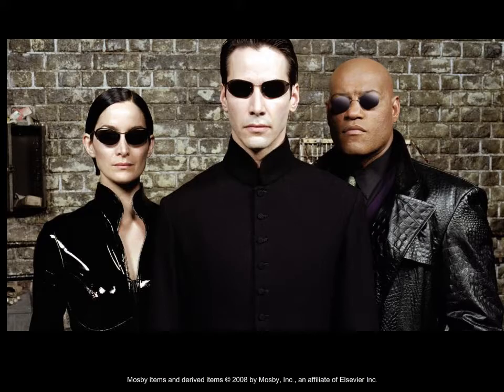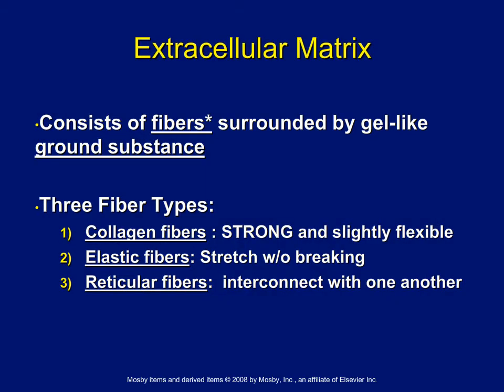No, not that type of matrix. The matrix I'm talking about here is the extracellular matrix. That is everything within a connective tissue that is not made up of living cells. And in most connective tissues, the matrix is made up of two things. It's made up of fibers, and it's also made of something called ground substance. Now, ground substance can sometimes be more watery or more gel-like depending on the tissue that we're in. More importantly are the fibers.